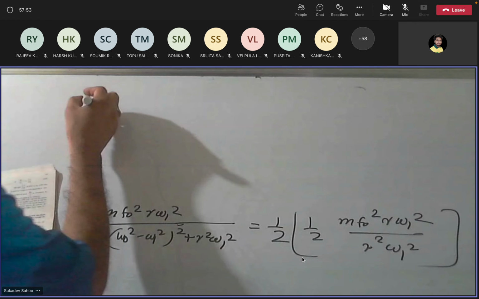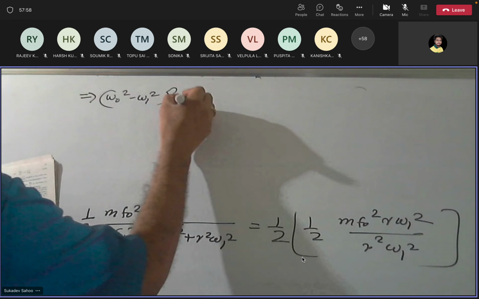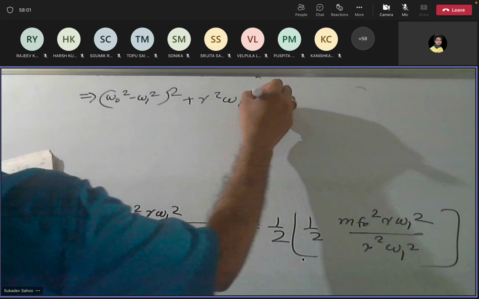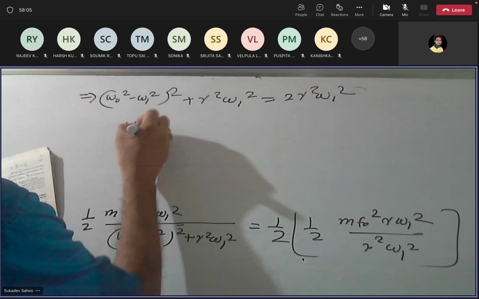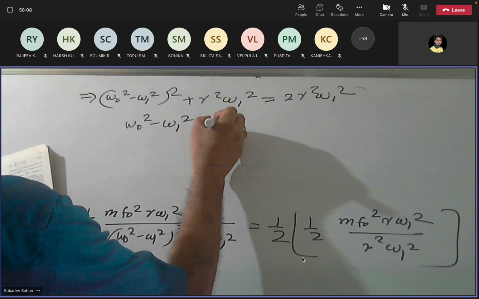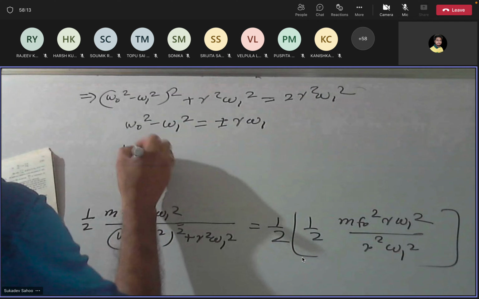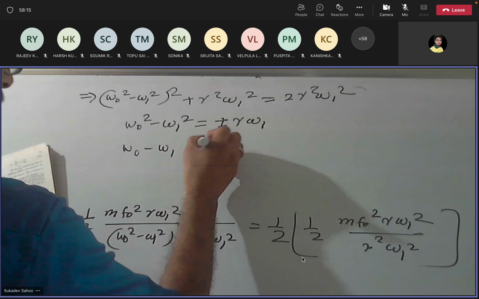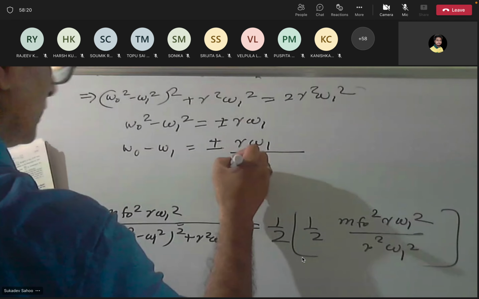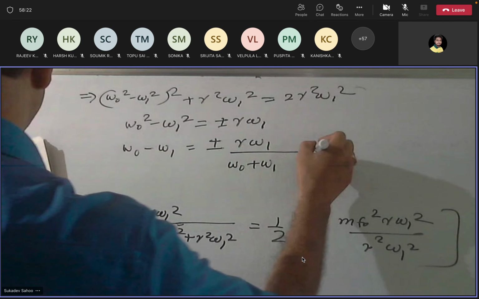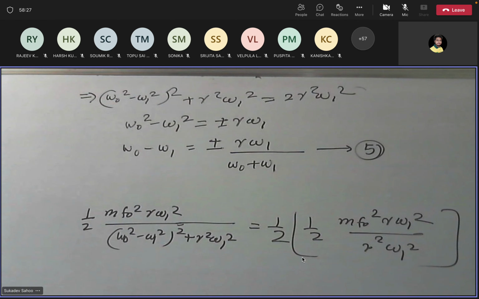Then from this I can write omega 0 square minus omega 1 square whole square plus gamma square omega 1 square, that is equal to q gamma square omega 1 square. So we can write omega 0 square minus omega 1 square equals plus or minus gamma omega 1. So omega 0 minus omega 1 equals plus or minus gamma omega 1 divided by omega 0 plus omega 1. This is what was our equation 4 or 5.